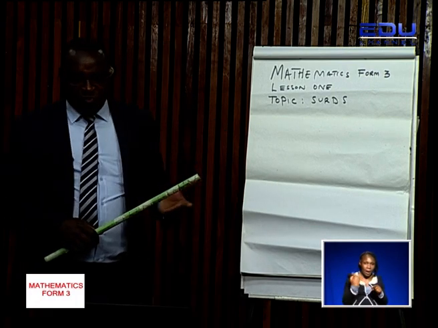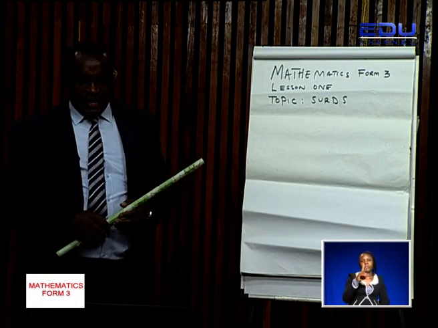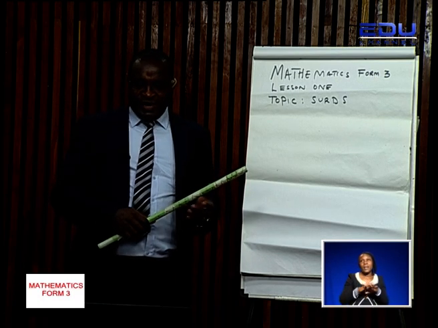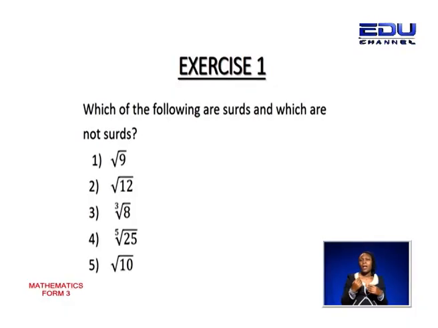Let's look at exercise 1, where we need to tell which of the following numbers are surds and which are not surds. Exercise 1, which of the following are surds and which are not surds.